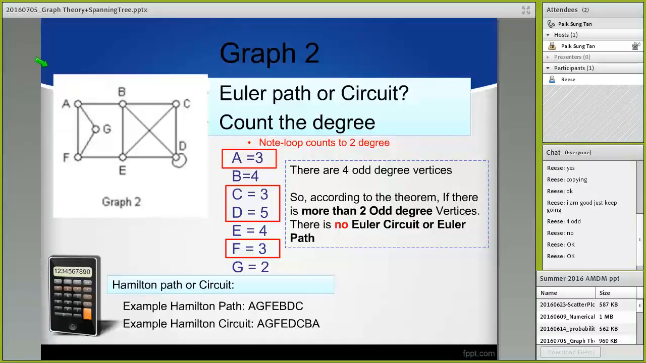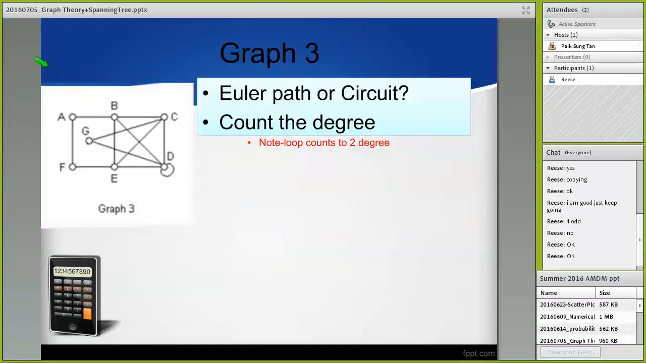We will do one more example because there are 3 graphs there. You're going to try the next one to see whether this one has an Euler path or circuit. First count the degree. I'll give you a minute to count the degrees and then come up with your own conclusion.